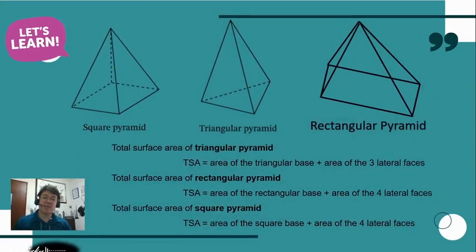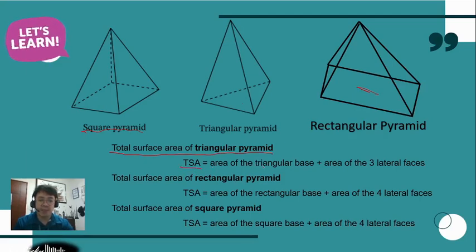Okay, so these are some of the pyramids that we have. Okay, so we have a square pyramid, triangular pyramid, and rectangular pyramid. Okay, we all know that a pyramid is named according to the base used on that particular pyramid. So that's why it is named a square pyramid, because the base is square. This one is a triangular pyramid because the base is a triangle, and this one is a rectangular pyramid because the base is a rectangle.